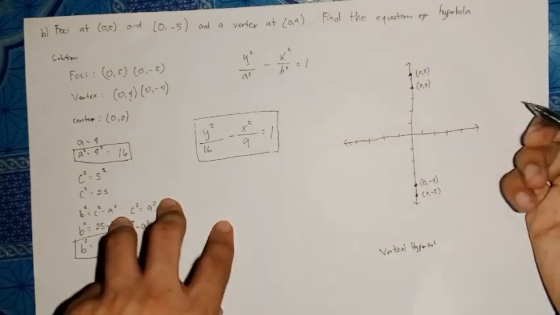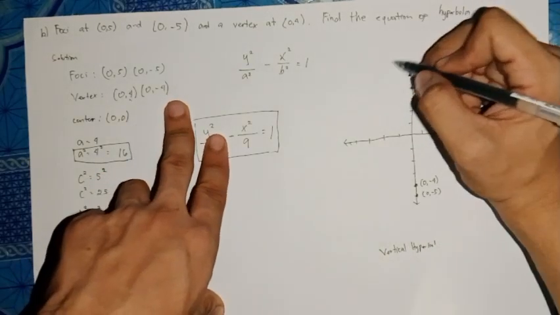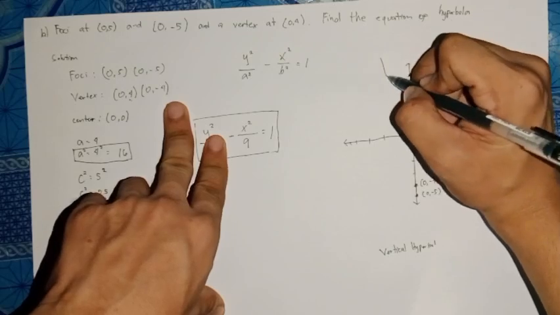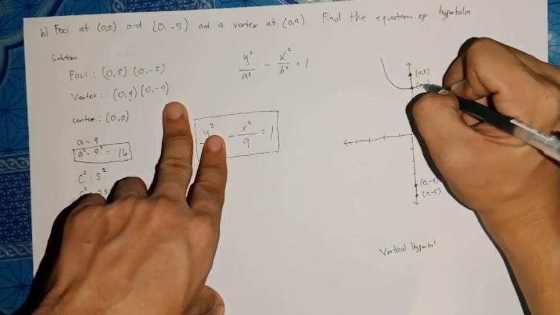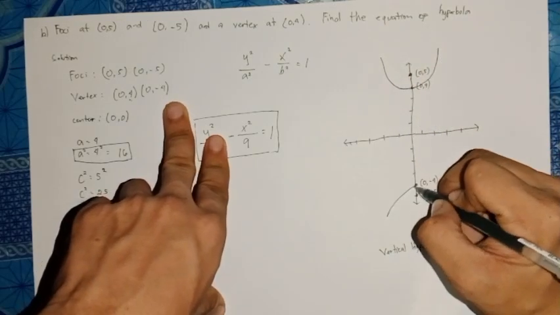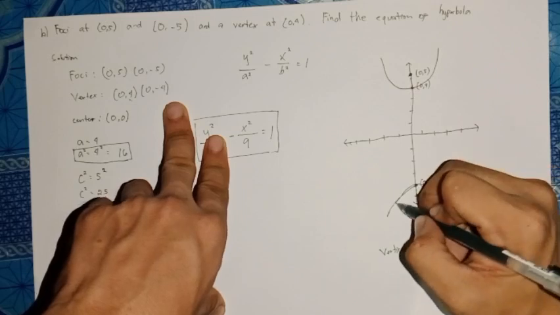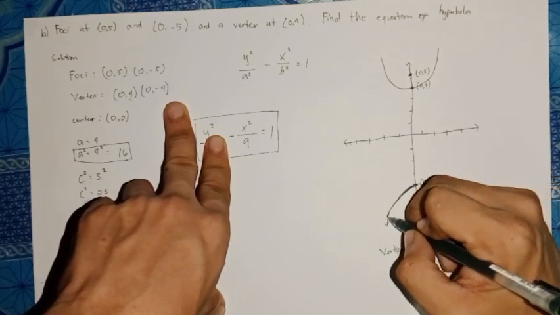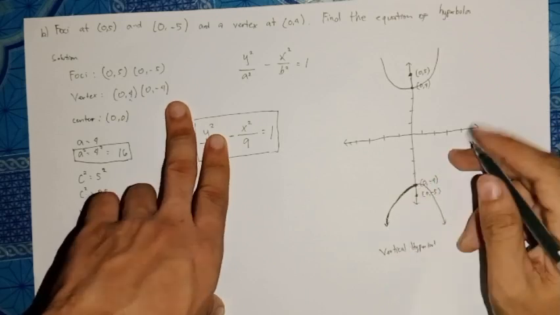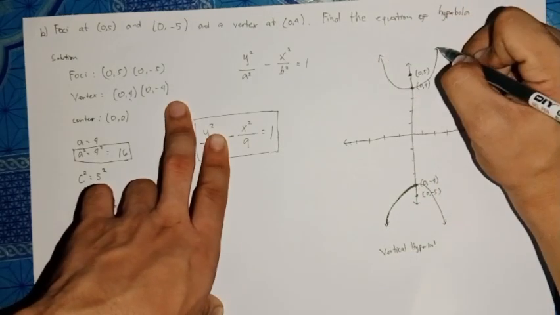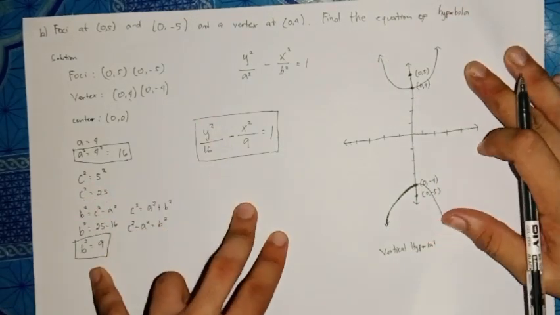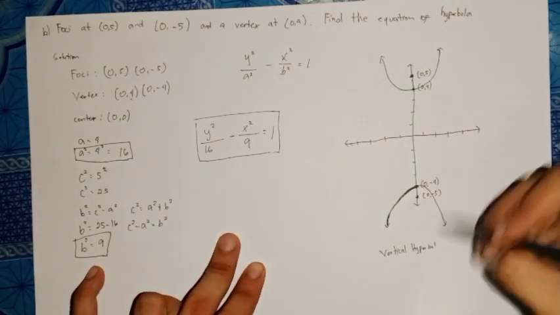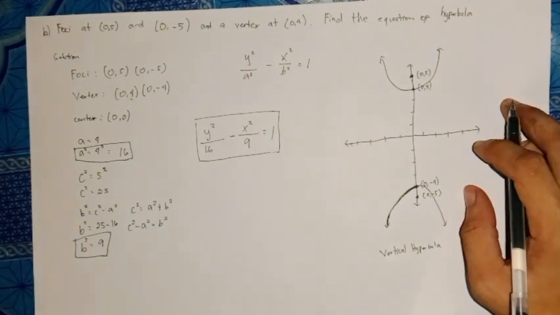and it opens upward and downward, therefore the hyperbola looks like this, right? Don't worry, I will attach the graph of it on the screen. So this is the hyperbola, but we need to find the asymptote.